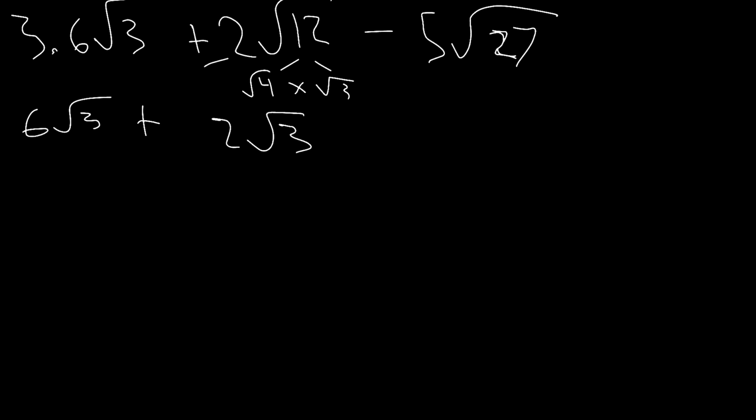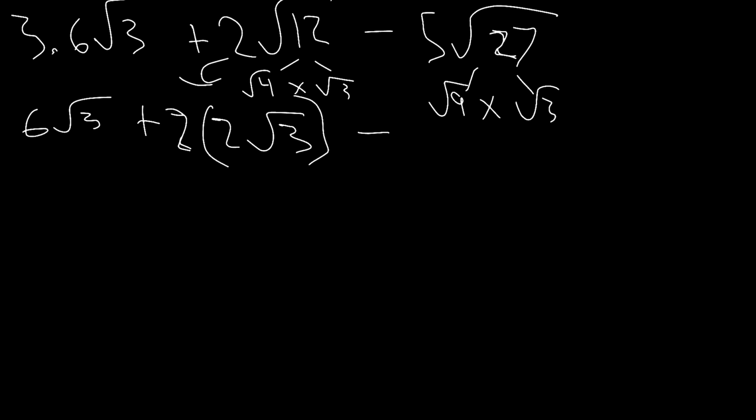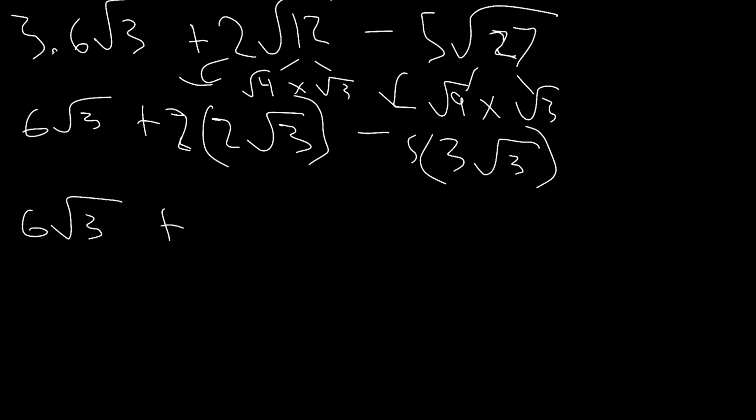And then we chuck down the 2 over here. So it's 2 times 2 root 3. And then I have minus 5 root 27. Root 27 can be broken down into root 9 times root 3. And that gives me 3 root 3. And then we chuck down the 5. So I have 5 times 3 root 3. And then all of this gives me 6 root 3 plus 4 root 3 minus 15 root 3.